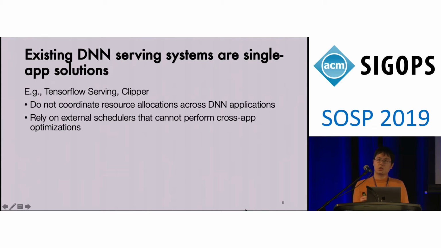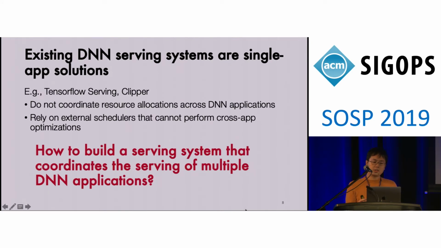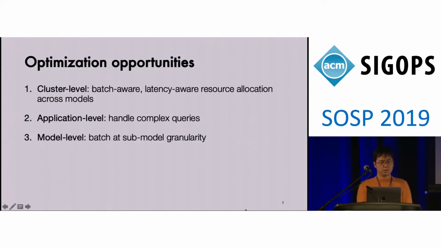They do not coordinate the resource allocation across DNN applications, and they rely on external schedulers that cannot perform cross-app optimizations. So in this paper, we explore the problem of how to build a serving system that can coordinate the serving of multiple DNN applications. There are 3 main levels of optimization opportunities, starting from the cluster level, to inside the application, and then down to the model level. I'm going to explain them in detail in the next few slides.